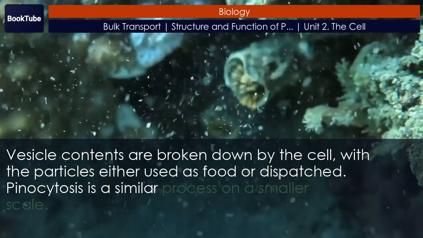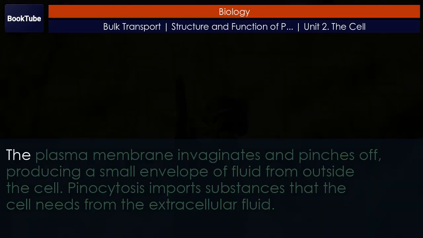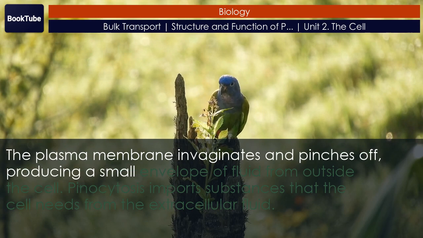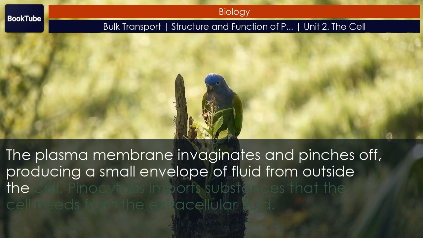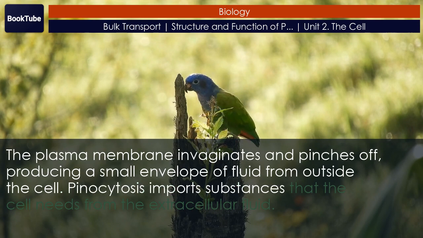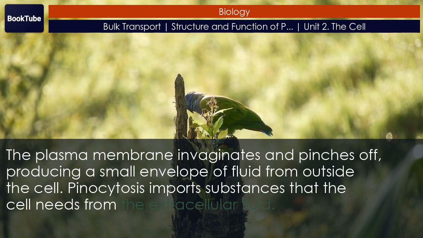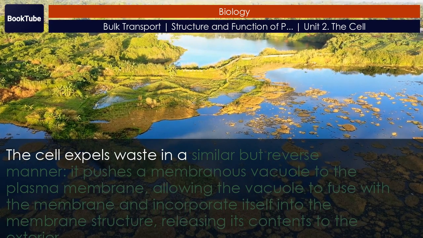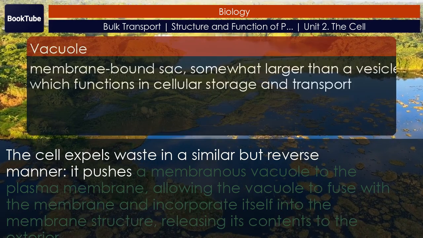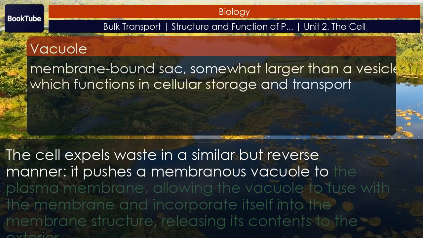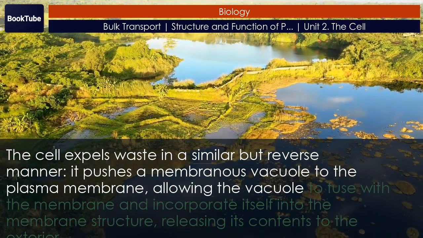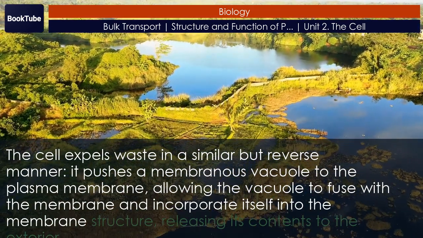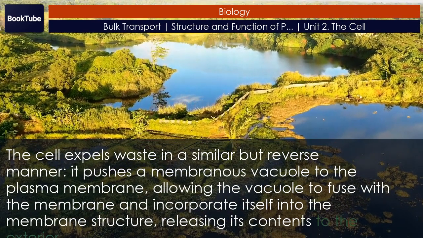Pinocytosis is a similar process on a smaller scale. The plasma membrane invaginates and pinches off, producing a small envelope of fluid from outside the cell. Pinocytosis imports substances that the cell needs from the extracellular fluid. The cell expels waste in a similar but reverse manner. It pushes a membranous vacuole to the plasma membrane, allowing the vacuole to fuse with the membrane and incorporate itself into the membrane structure, releasing its contents to the exterior.